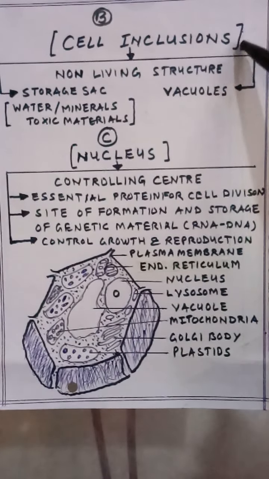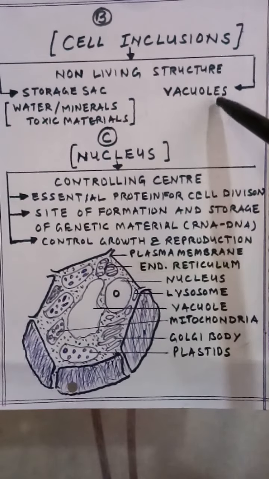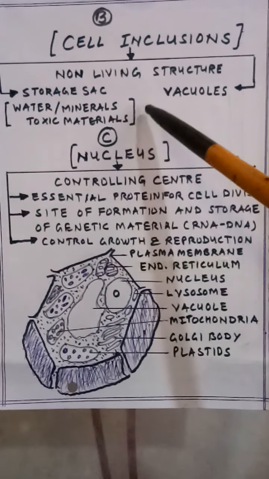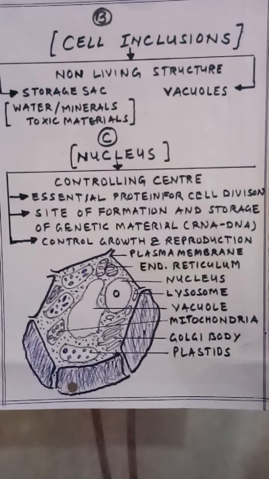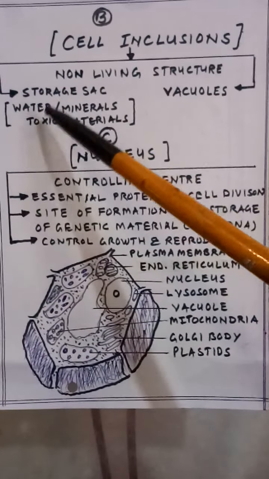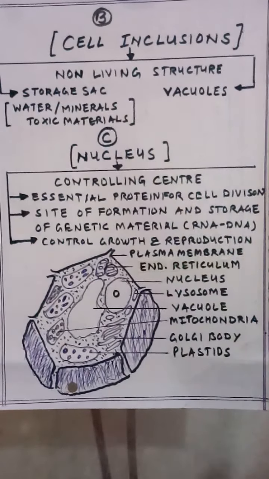In the cell inclusions, a non-living structure called the vacuole is available. It is very large in size in plant cells and slightly smaller in animal cells. Vacuole is actually the storage sac. It is a particular bag which carries out the storage of material. That material may sometimes be water, minerals, or toxic materials. Now where do the toxic materials come from?